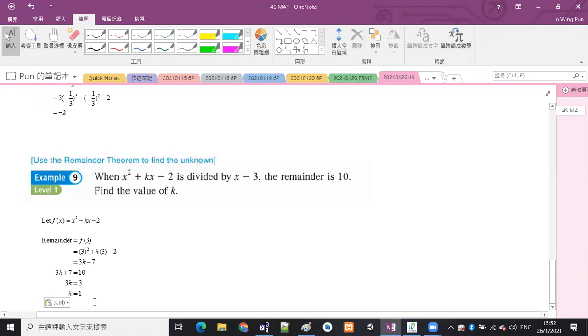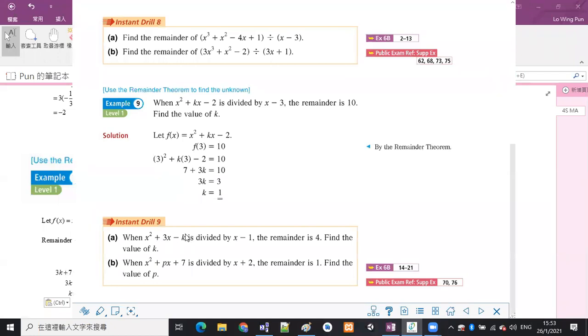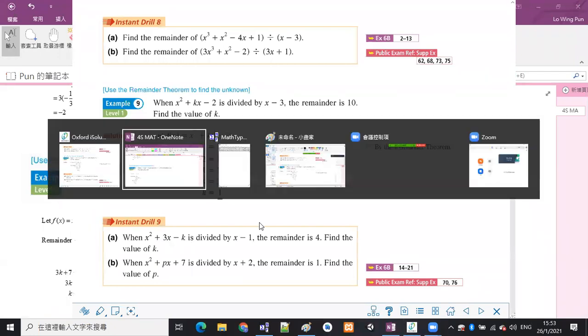Okay, and then we can calculate the value of k. So now I would like you to do the instant drill number 9. Okay, and that will be the end of this lesson after this.